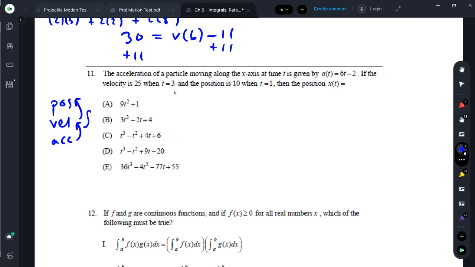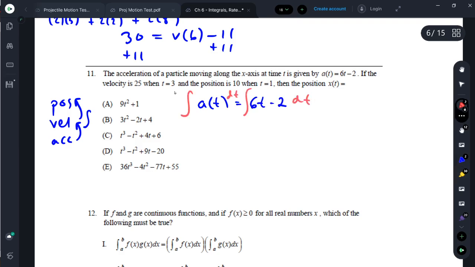We're actually going to have to take it twice. So we're going to write out a of t equals 6t minus 2, and we want to take the integral of both sides, so integral dt, and a of t is going to turn into v of t. This is going to be 6t squared over 2, it's 3t squared, minus 2t plus c. And they told us that the velocity is 25 when time is 3. So we can say 25 equals 3 times 3 squared minus 2 times 3 plus c.